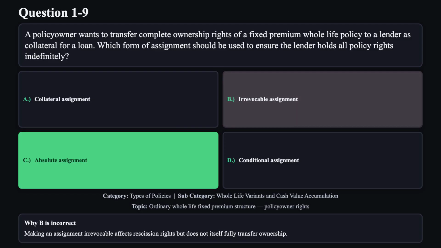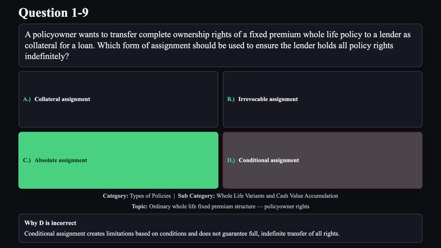Reason B is not correct. Making an assignment irrevocable affects rescission rights but does not itself fully transfer ownership. Reason D is not correct. Conditional assignment creates limitations based on conditions and does not guarantee full, indefinite transfer of all rights.